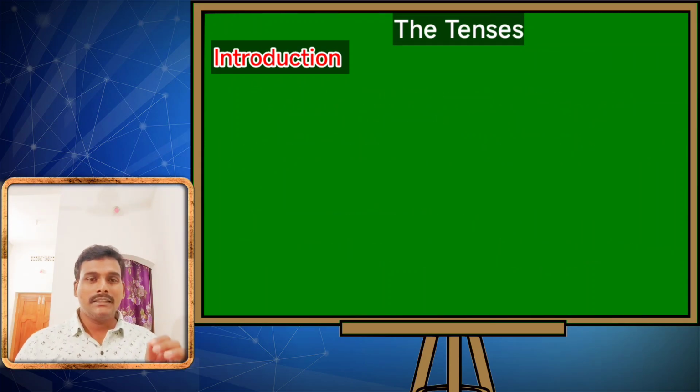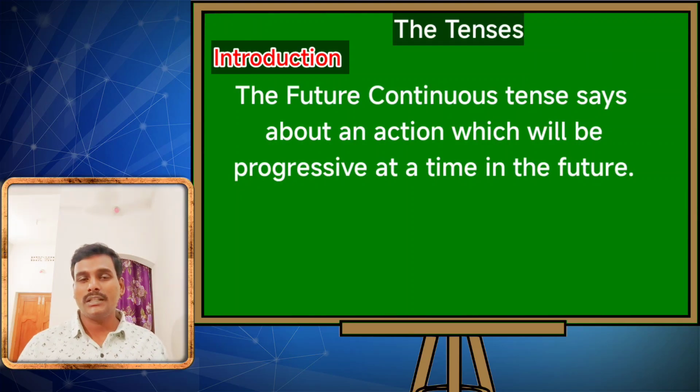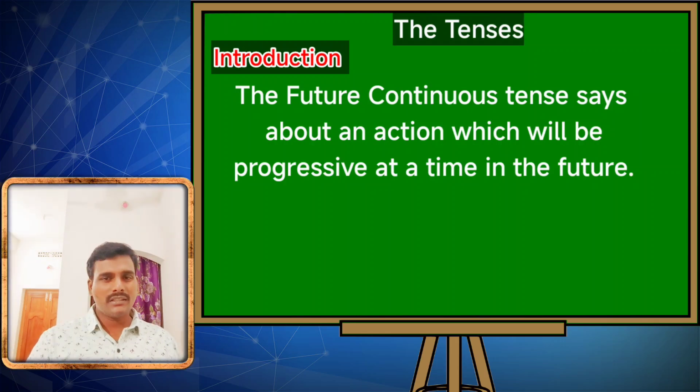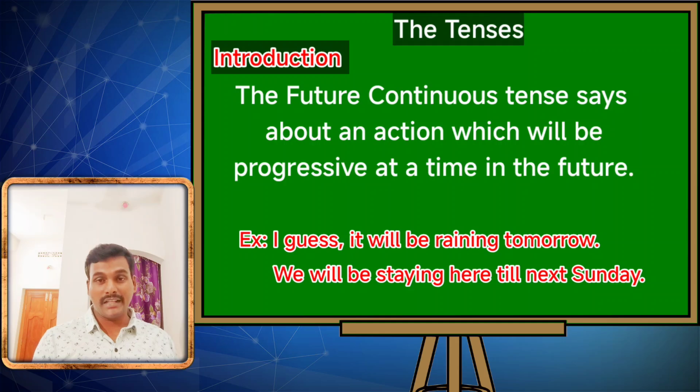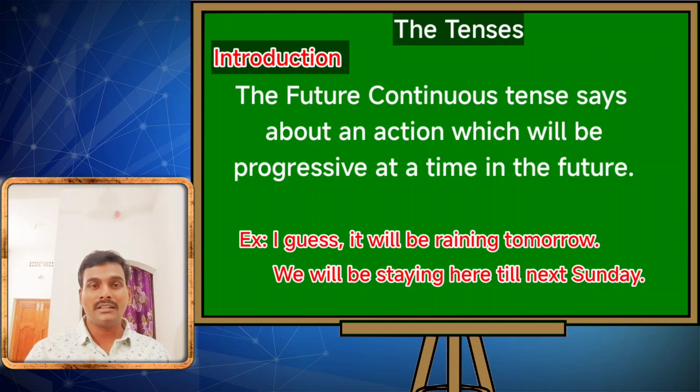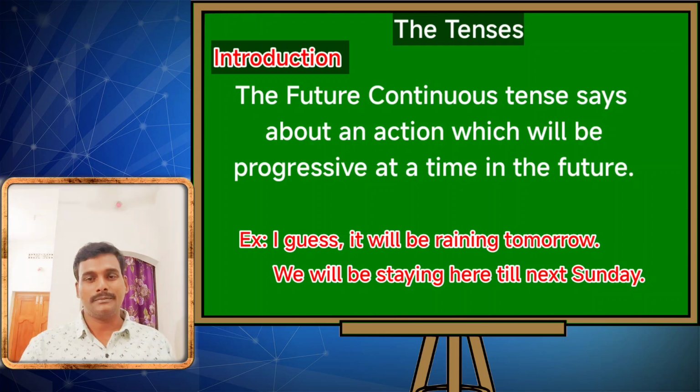Alright. And the future continuous tense is about the actions or events that will be progressive in the future time. If you see a sentence for future continuous, I guess it will be raining tomorrow. We will be staying here till next Sunday. If you have a glance at these three sentences, the two sentences are saying about something which will be continuing in the next coming times. They are future continuous tenses.